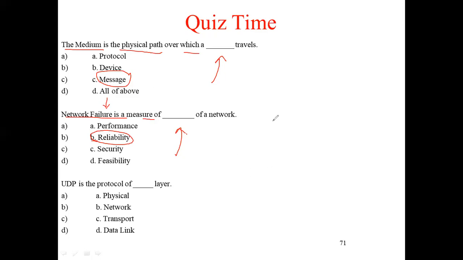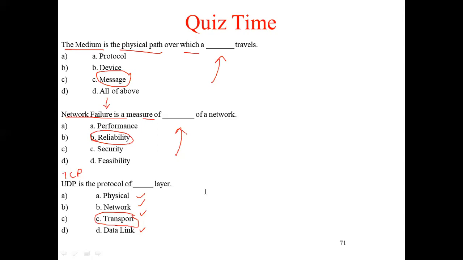Yes, Rajveer. The third question is: UDP is the protocol of which layer? Physical layer, network layer, transport layer, or data link layer? Transport. Very good. UDP is a transport layer protocol. Yes, very good. UDP and TCP both are protocols of the transport layer. Any trouble in any of the questions, you can ask, right?